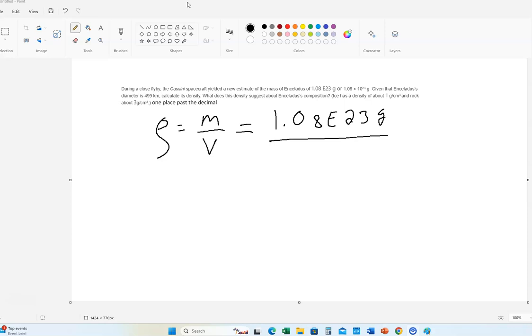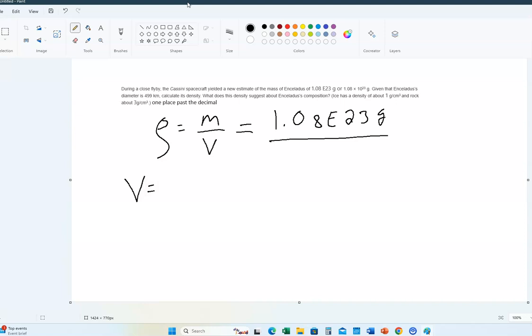So is it closer to ice, which is 1 gram per cubic centimeter, or is it closer to rock, which is roughly 3 grams per cubic centimeter? We have to use the volume equation, which says the volume is 4 times pi divided by 3, this is on the sample problems by the way, times the radius to the 3rd power. And the radius has to be in centimeters, so that's the key here.